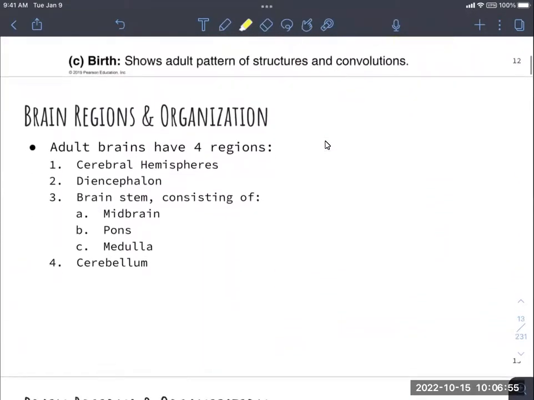So by the time we're an adult, our brain has different regions. We're going to have our cerebral hemispheres. We have a right and a left cerebral hemisphere. We still keep that diencephalon. And then we have a brain stem. This is what comes down to eventually form that spinal cord. We have a midbrain, a pons, that medulla, and then we have a cerebellum.